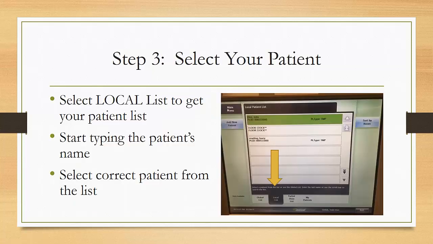Next, you need to find your patient. So you're going to go to local list. There are several tabs down at the bottom of the screen. Select local tab or local list, and then you can start typing the patient's name. Once you see the patient that is highlighted, go ahead and select that patient.